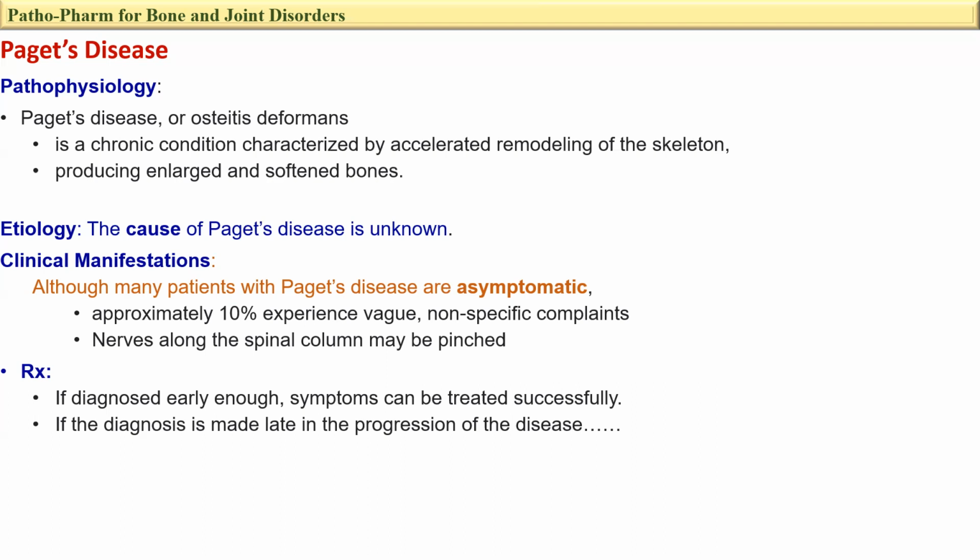So the rapid turnover of both bone resorption and bone deposition causes new bone to be weak, brittle, and fragile, and will result in deformities and fractures. The cause of the disease is unknown. We don't have any identifiable etiology for this disease, but we know about the clinical manifestations.